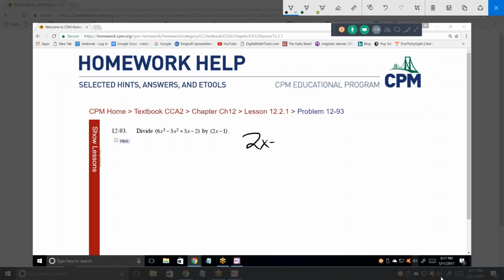So all degrees of x have to be accounted for. So I got 6x cubed. I got an x squared, so I put it in. If I didn't have an x, I'd put plus 0x, but I got an x. If you don't have a term, in other words, if there was no x squared term, you'd have to put in a 0x. Same with the divisor. If that was a 2x squared, I would need plus a 0x minus 1. But it's not. Okay.